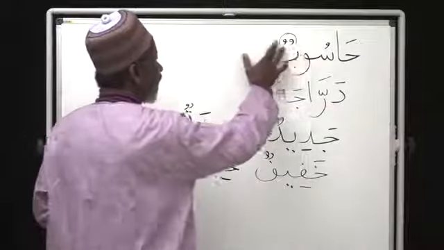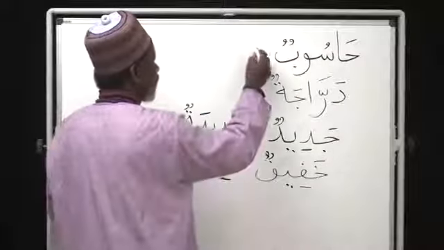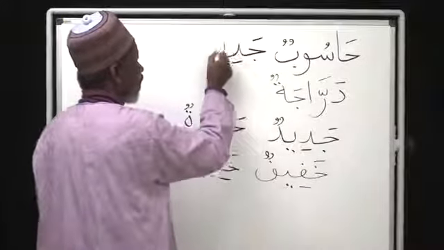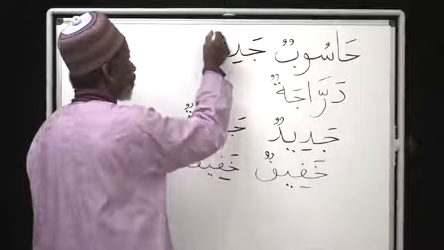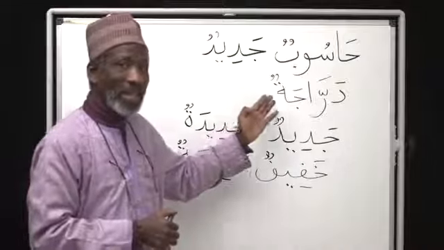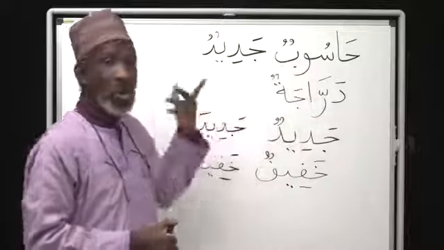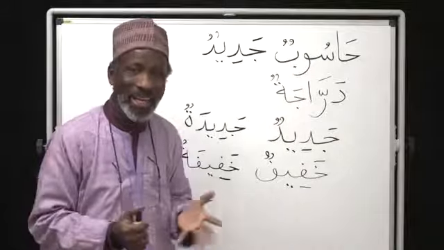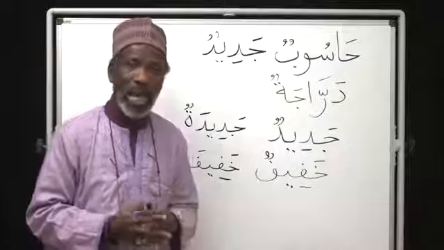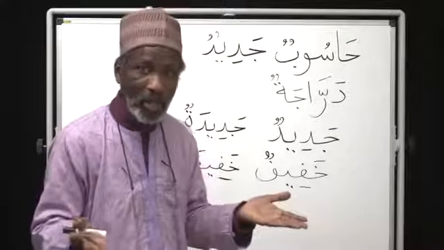So if I say hasubun and then put jadidun here. Hasubun jadidun. The literal meaning of that is what? A computer, a new. That's the literal meaning, a computer, a new. But in English, we don't say a computer, a new. It is a new computer.